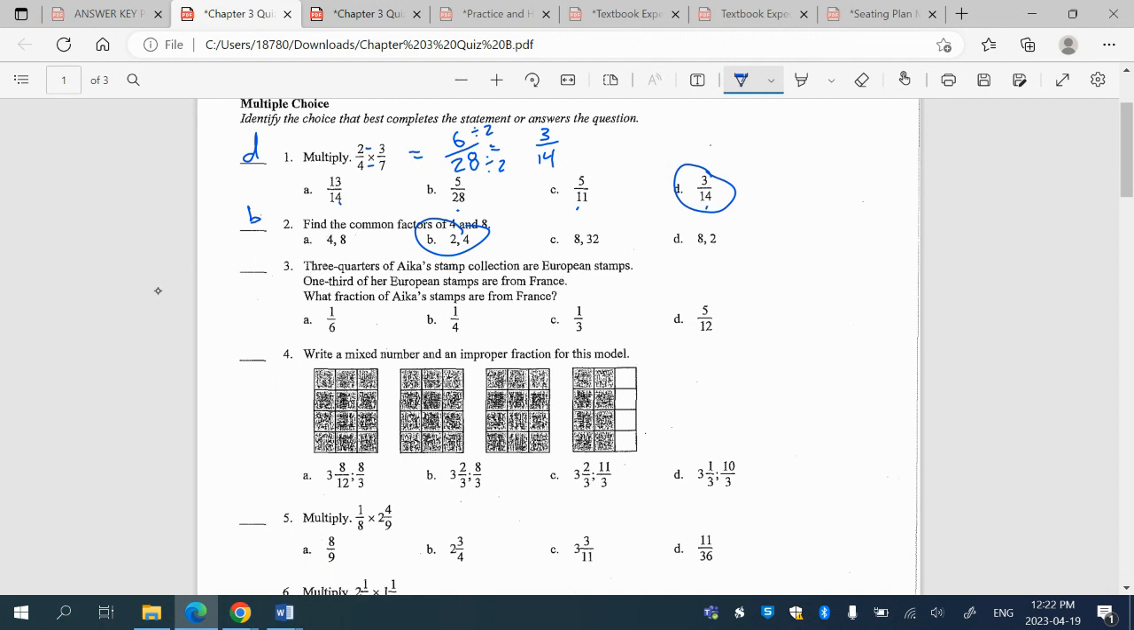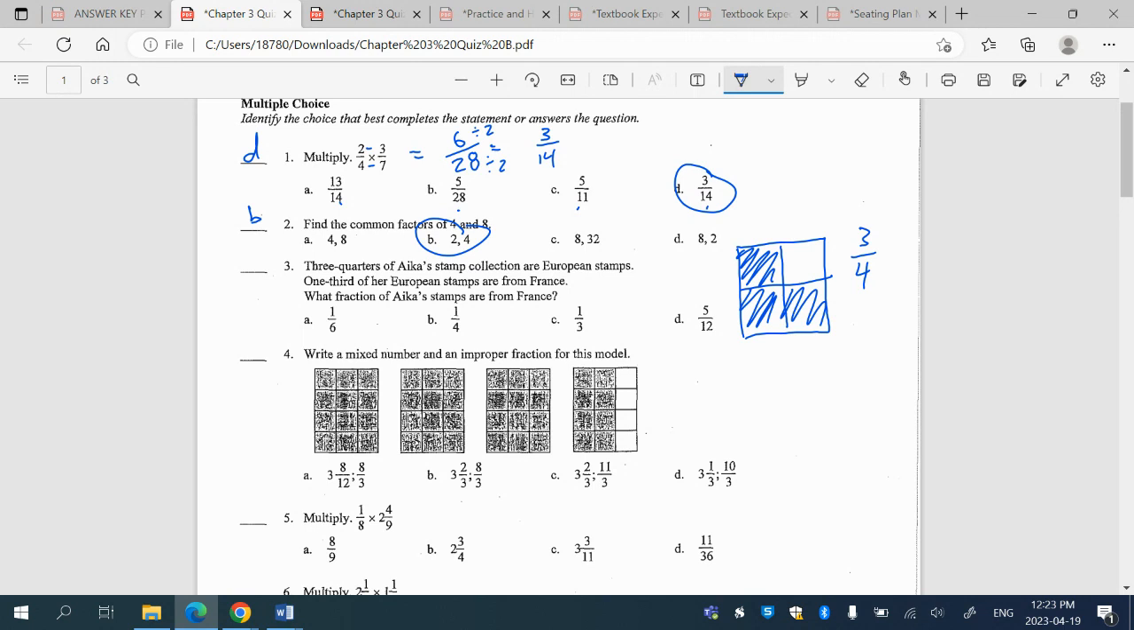So first of all, 3/4 of Ica's, I don't know how you say her name, stamp collections are European stamps. So here's all of her stamps, and we're saying 3/4 of it, or 3/4 are European stamps. Now, 1/3 of her European stamps are from France. So of this, 1/3 of them are from France. So what fraction of Ica's stamps are from France?